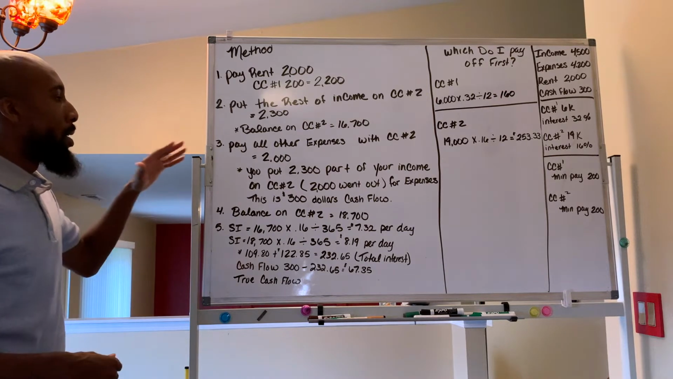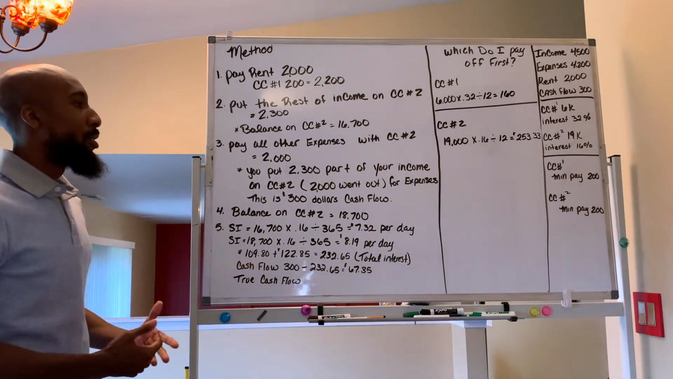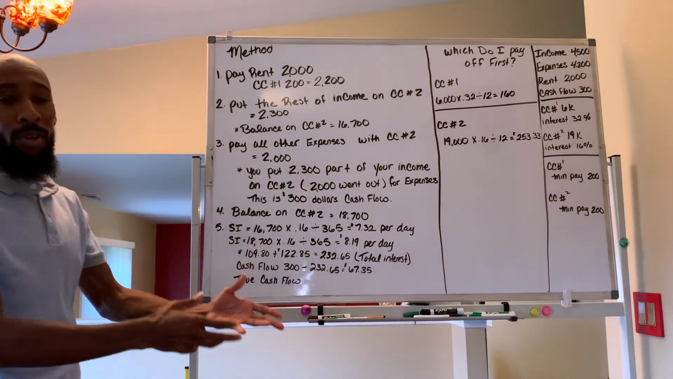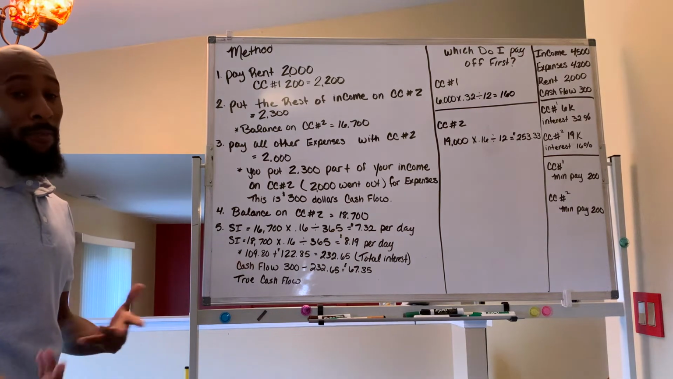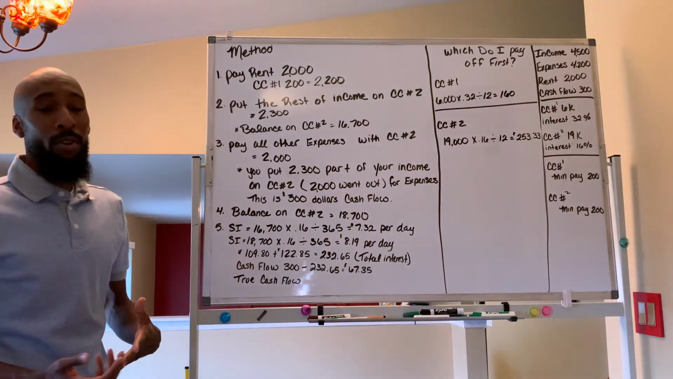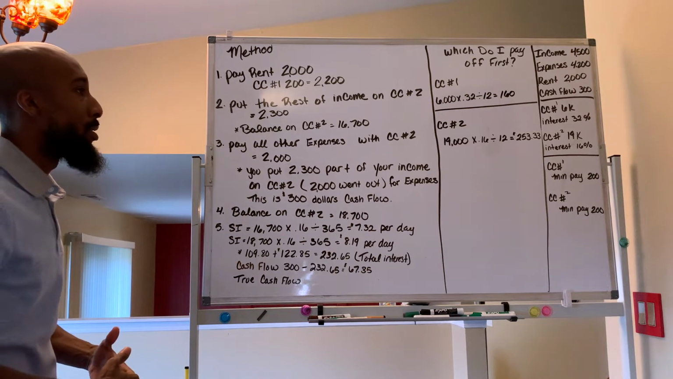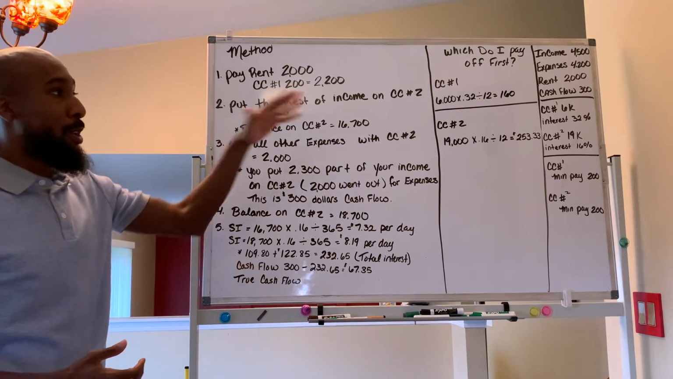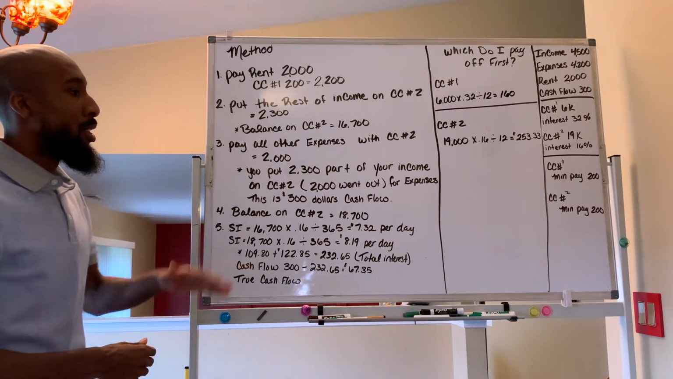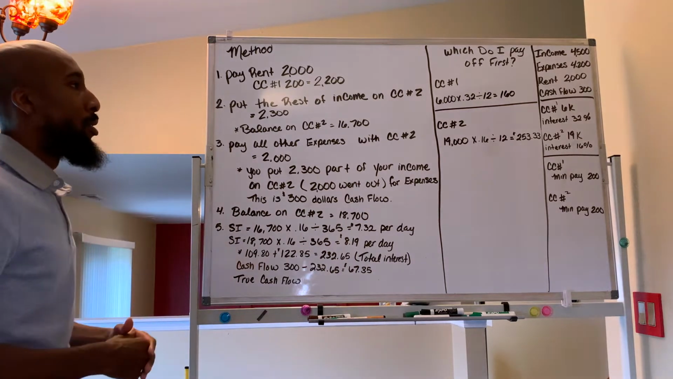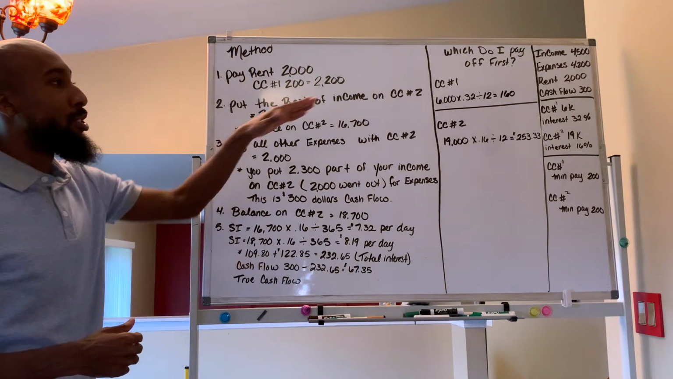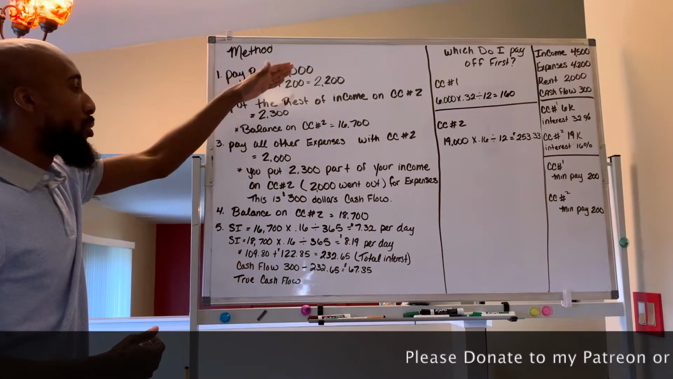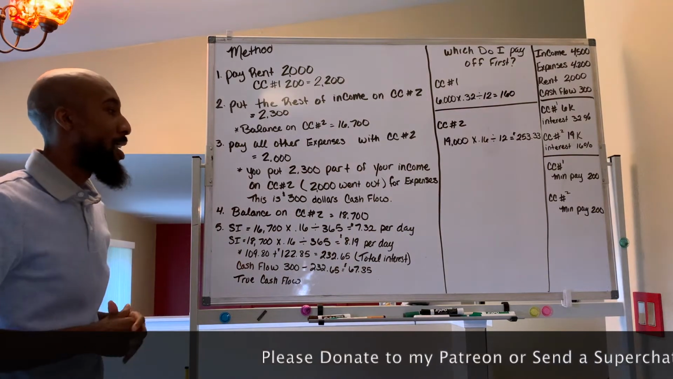So step number 3, we're going to pay all the other expenses with credit card number 2. Since we put pretty much half our income on credit card number 2, we're going to use credit card number 2 to pay our expenses. Some of our expenses were the rent, which is $2,000, and then $200 minimum payment on credit card number 1. So our total expenses is $4,200. We got to minus the $2,200, so the rest of our expenses are $2,000.